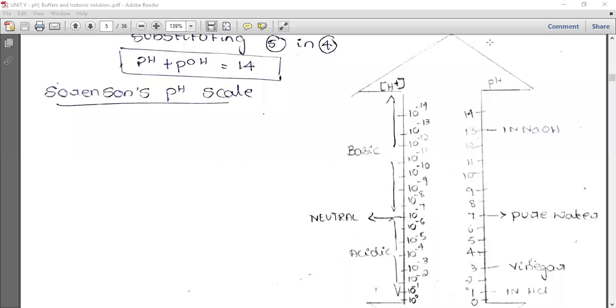Okay, we'll start today's class. So yesterday we finished till ionic product of water and how pH and pOH are related.